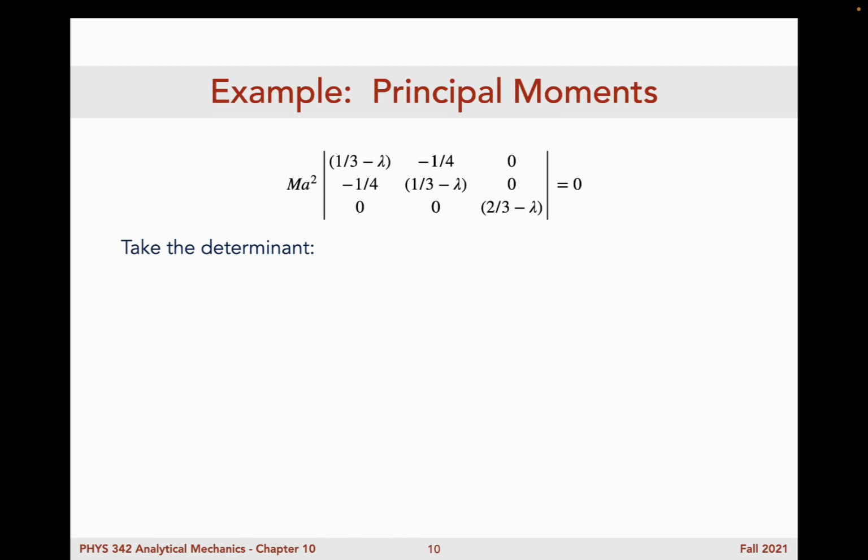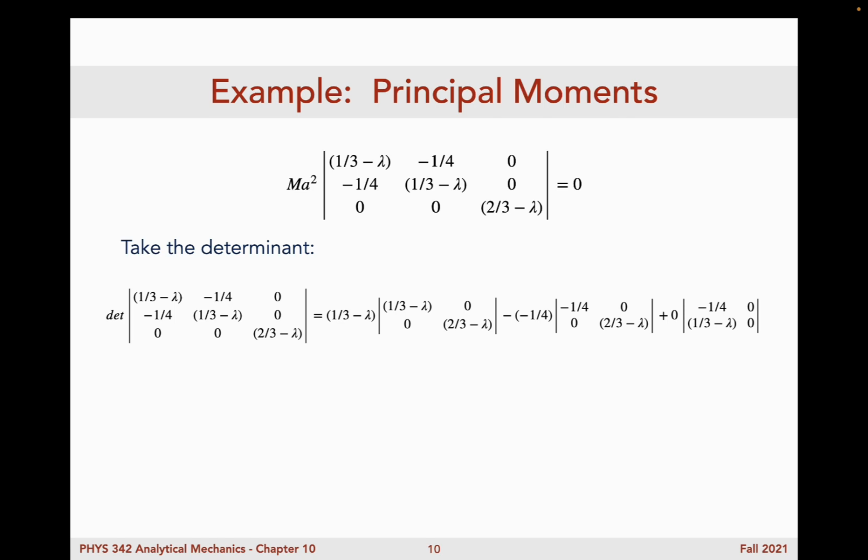Okay, so we have to take the determinant of this 3 by 3 matrix. Remember that the way to do that is you break it up into three 2 by 2 determinants. You take the top left element here and write it out in front, so 1/3 minus lambda, and then you cross out this term and this term, and then just take the determinant of this little 2 by 2 matrix. So you take the determinant of 1/3 minus lambda, 0, 0, 2/3 minus lambda.